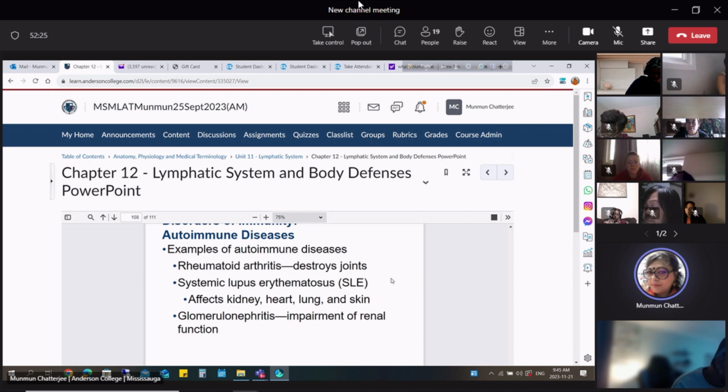This is a problem that can affect the kidney, heart, lung, skin, everywhere. And also there is another autoimmune disease of the kidney. It's called glomerulonephritis. Glomerulus is the part of the kidney where the actual filtration unit is, and nephritis is the inflammation of the kidney, right? Nephritis. So it's impairment of renal function.